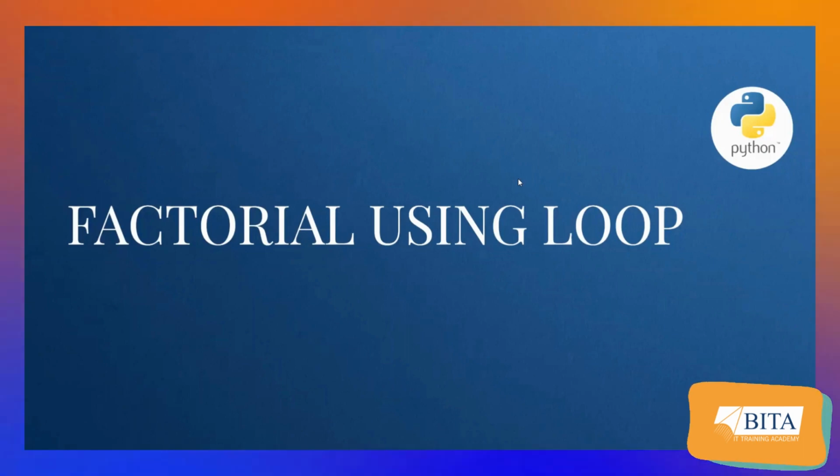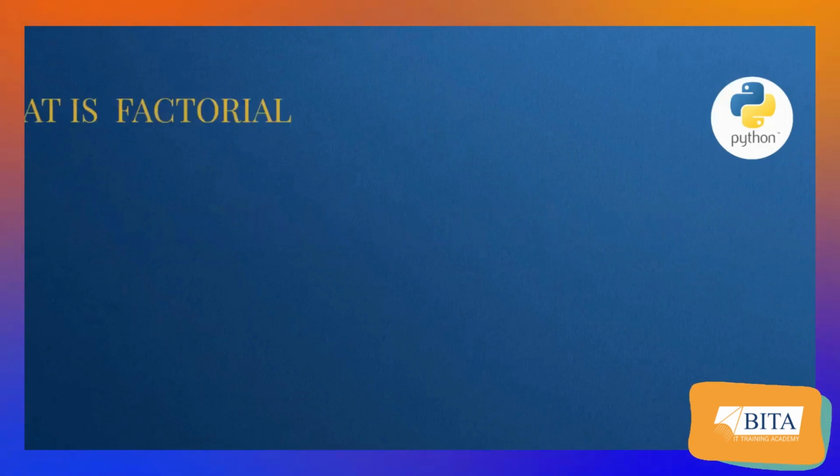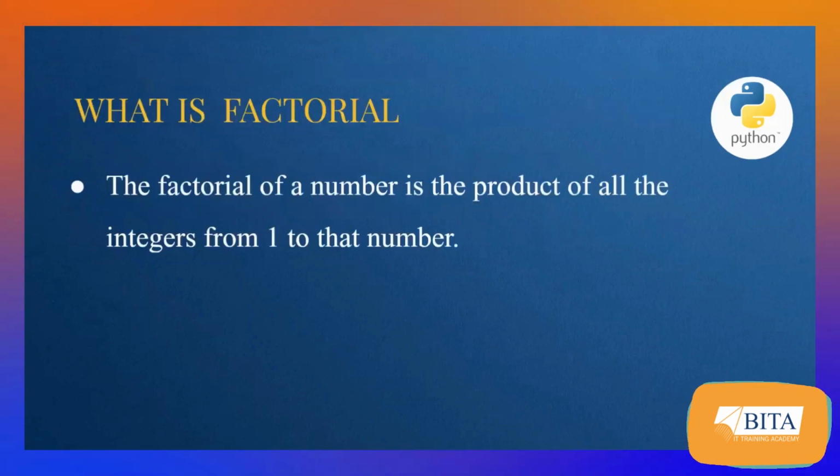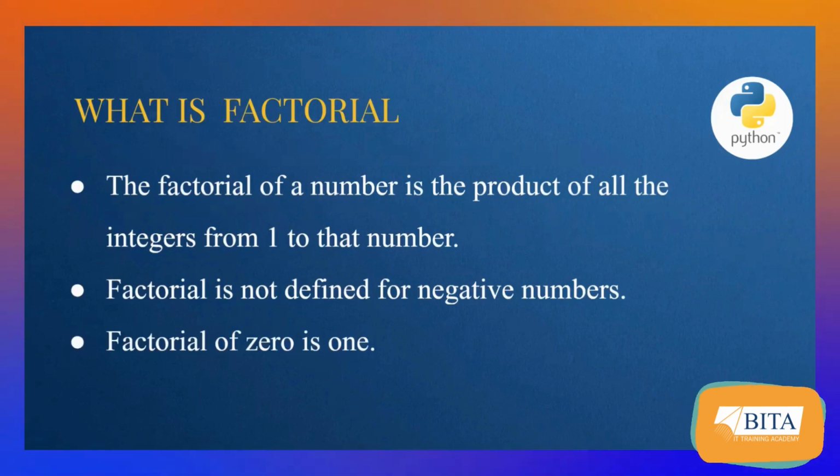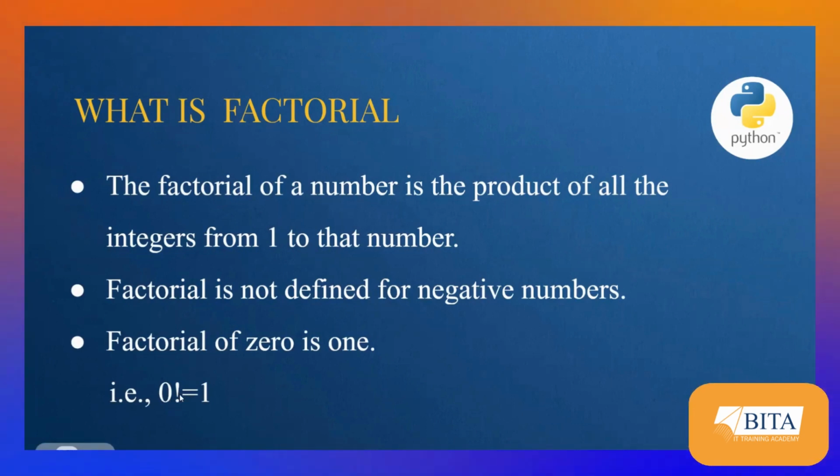Today we are going to discuss how to find the factorial of a given number using a for loop. What is factorial? The factorial of a number is the product of all the numbers from 1 up to the given number. We cannot find the factorial of any negative value. For zero, the factorial value is 1. The factorial is represented with the exclamation sign, so 0! equals 1.